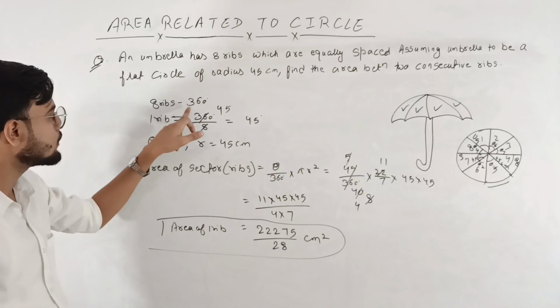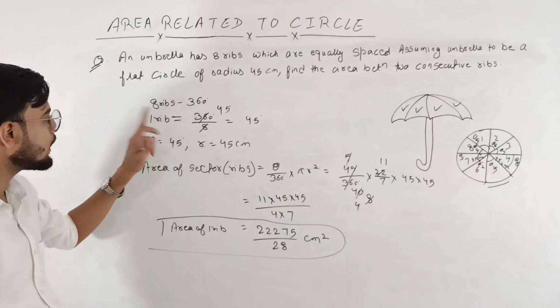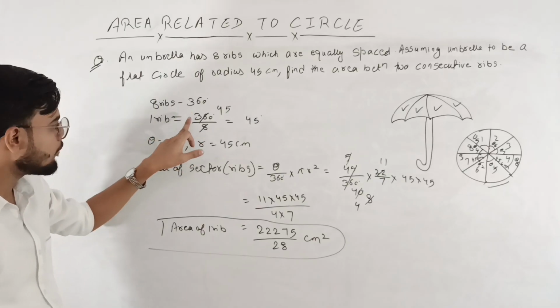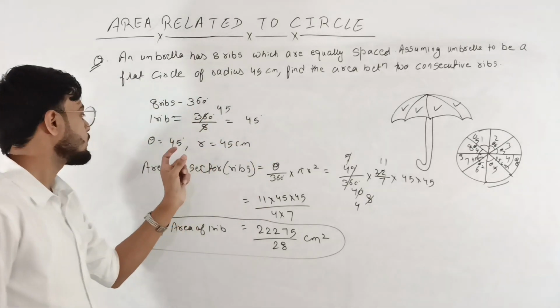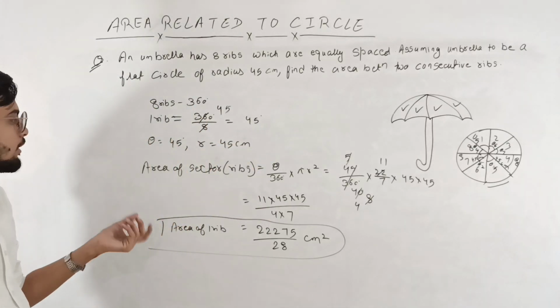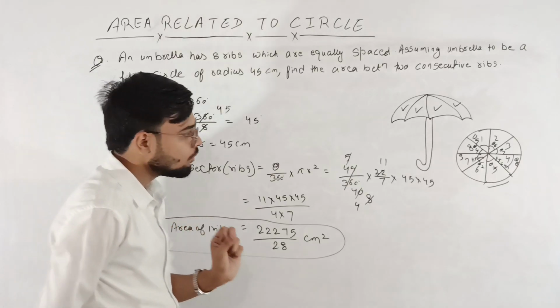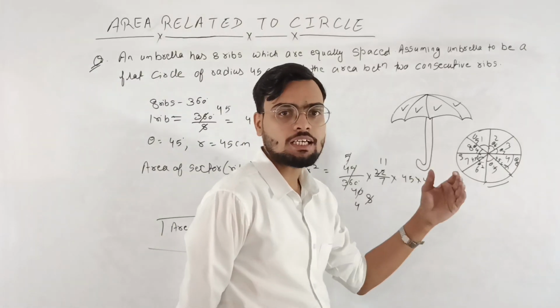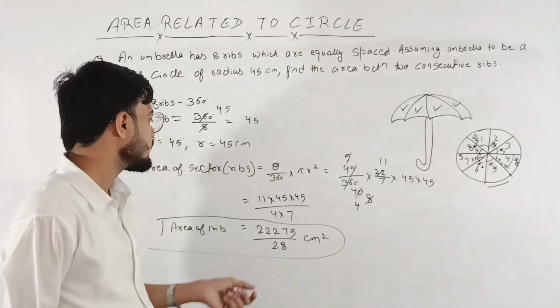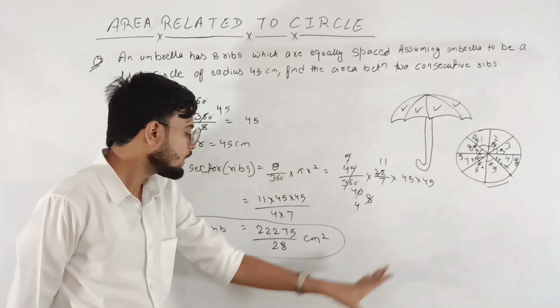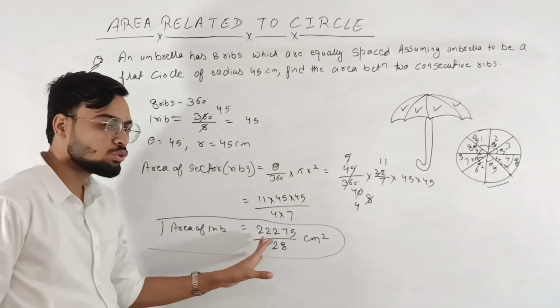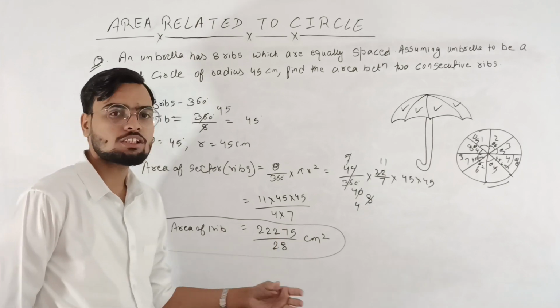For 8 ribs there is 360-degree angle. So for one rib, what is the angle? 360 upon 8, and after calculation I get 45 degrees. So the angle is 45, the radius is also 45. Then we have to find the area of the rib. Now look here, this rib is in the form of a sector. So we find the area of the sector, which is theta upon 360 degree into pi r square. Now I put the values, and after calculation I get the area of one rib as 22275 upon 28 centimeter square.